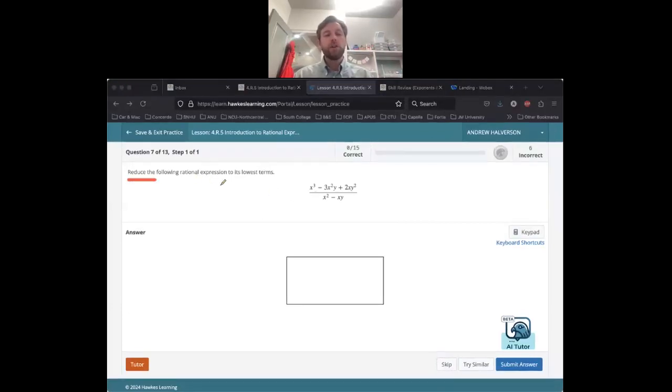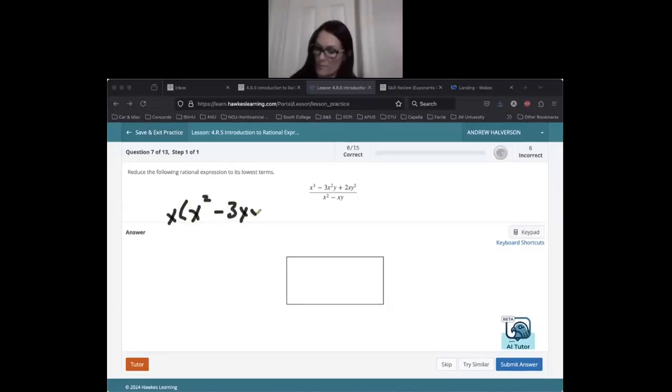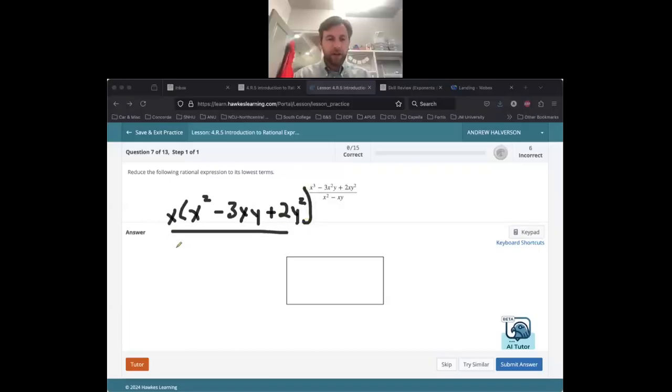Reduce the following rational expression. So this is where you factor the top, factor the bottom. So I'm going to factor the top. There's a GCF. This is not a quick factor. So when I factor the top, I'm going to factor a GCF of x out, and I get x squared minus 3xy plus 2y squared, all of that over the bottom. I'm going to factor an x out, and that's going to leave me with x minus y.